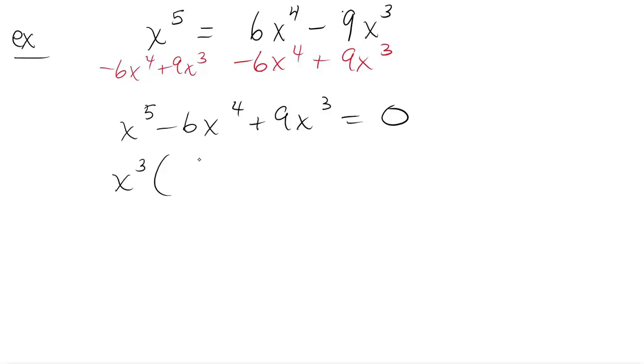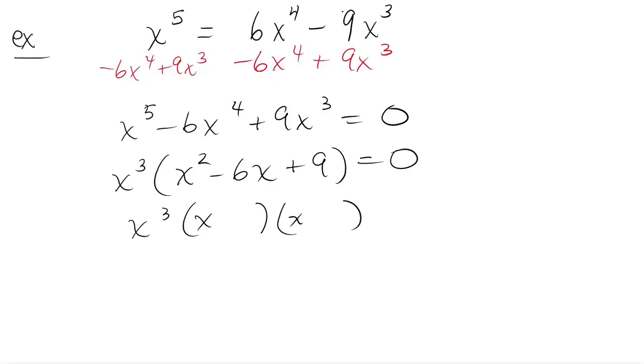The expression in the parentheses when we factor out x cubed would be x squared. X cubed times x squared would give us x to the 5th, minus 6x. X cubed times negative 6x would give us negative 6x to the 4th, plus 9. And that's still equal to 0. Now we have this quadratic polynomial and we can factor that by guess and check.